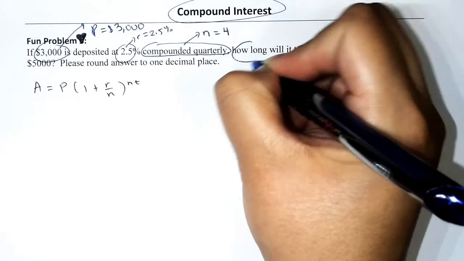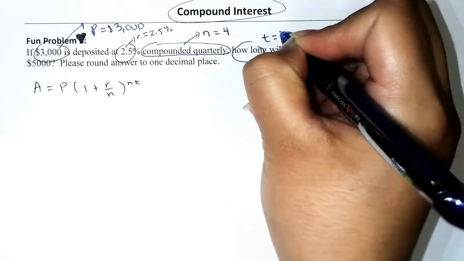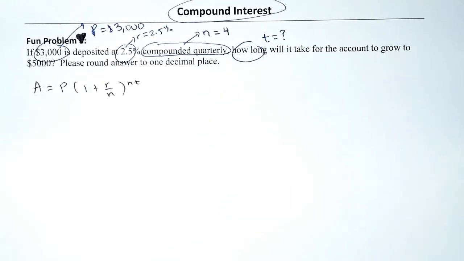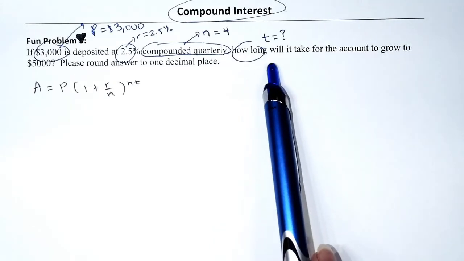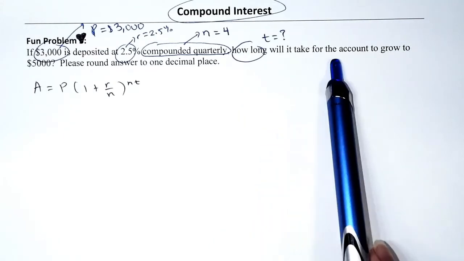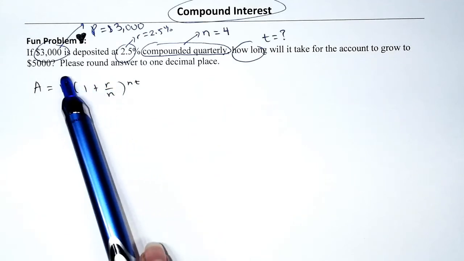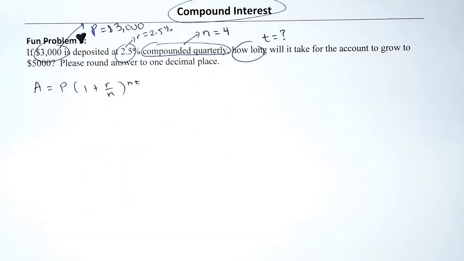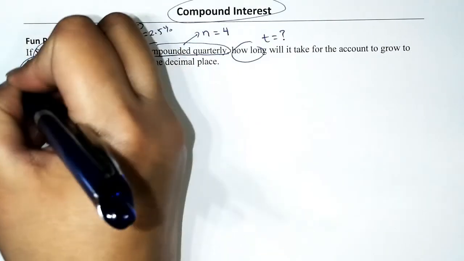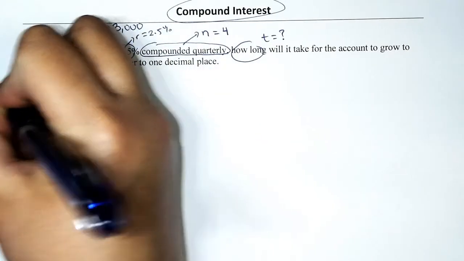How long? That's my time. t equals, I have no idea. Whenever I'm being asked to find something, I'm in the habit of saying variable equals I don't know. How long will it take for the account to grow to $5,000? So the final amount, principal plus interest, should be $5,000. So that will give us that A equals that.